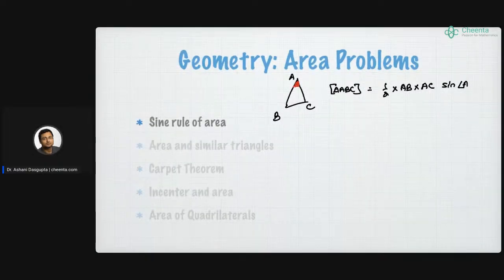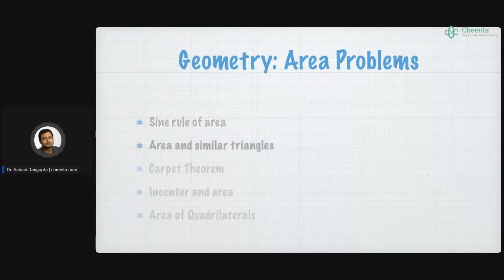There are many interesting consequences of this particular theorem. One interesting consequence, we will learn in one of the upcoming results, and that is the angle bisector theorem. So we will talk about it. But another result that would be extremely useful is the area of similar triangles. This is one of the results that sometimes kids miss out, so I will talk about it in some detail.